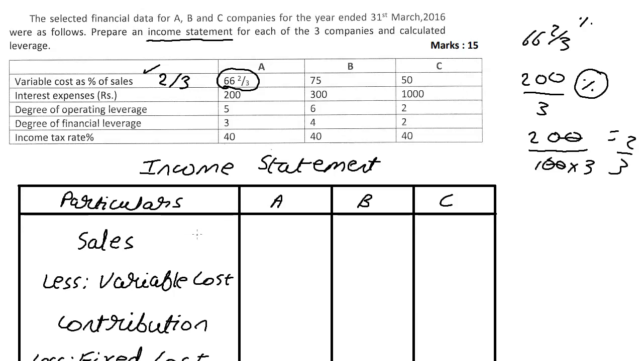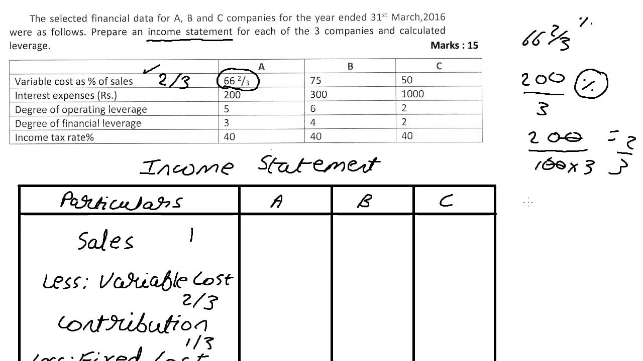Alright, so what am I doing? If sales is 100%, then only for A, variable cost is going to be 66 2 by 3%. And you can subtract 100 minus 66 2 by 3, which is going to give you 33 1 by 3. Okay, and again, if you don't want to stick to percentages, we know that variable cost is 2 by 3. We know sales is full, 1. So 1 minus 2 by 3 will give you 1 by 3.